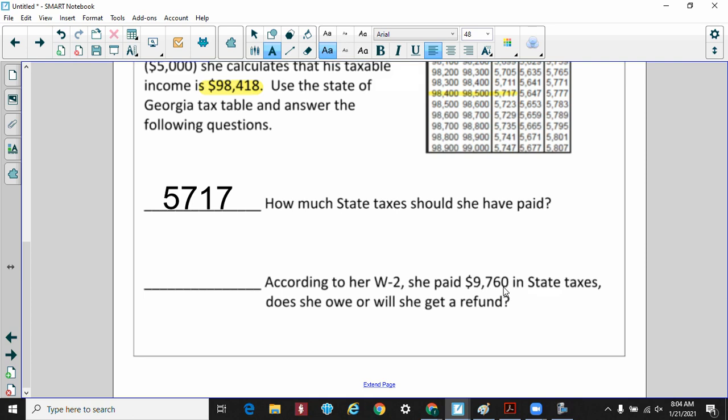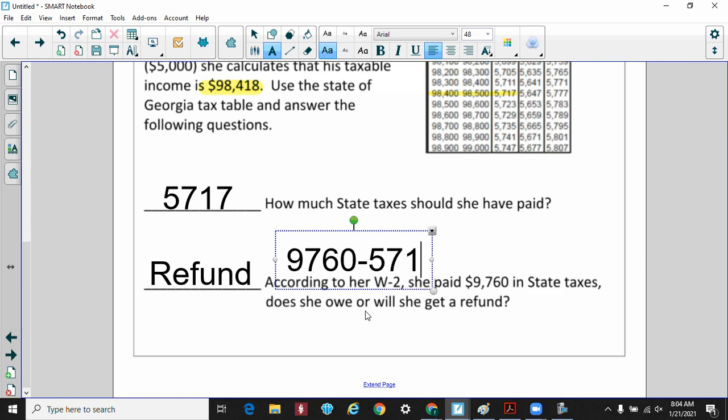So she obviously overpaid. If someone overpays, is that an owe or a refund? It's going to be a refund. You overpay, you get that money back. Now, I know the question's not asking for it, but let's go ahead and figure out how much she's going to get back. She paid 9,760. She should have paid 5,717.